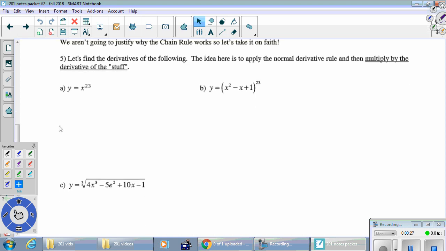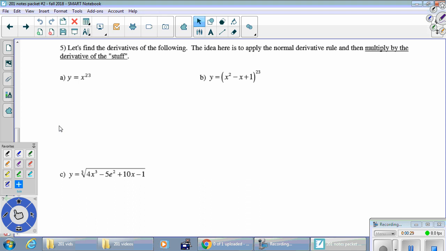Number 5. Let's find the derivatives of the following. The idea here is to apply the normal derivative rule and then multiply by the derivative of the stuff. You're going to hear me say that phrase over and over again, multiply by the derivative of the stuff. Part A, y prime equals, so there's nothing new here. This is just our power rule, 23x to the 22.